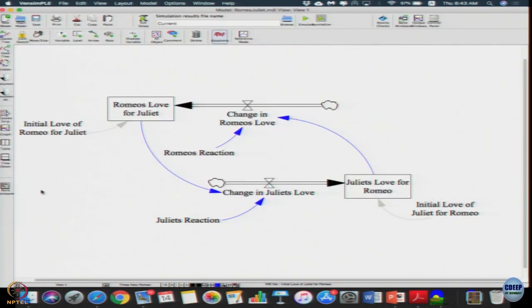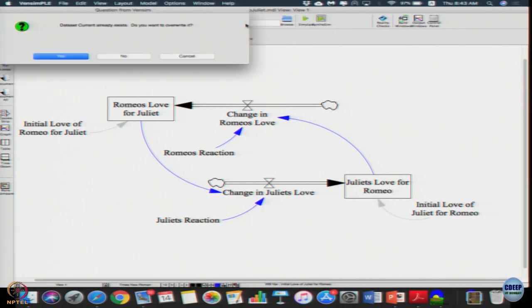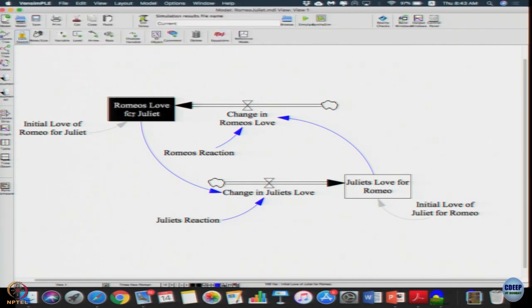So, what you are assuming is when they meet each other the first time, sparks fly and they love each other, love at first sight, both sides. Let us go for it. Let us simulate the model and what do you expect the behavior to be? I'm just going to plot the stocks.